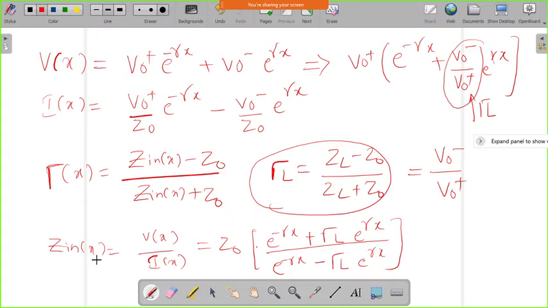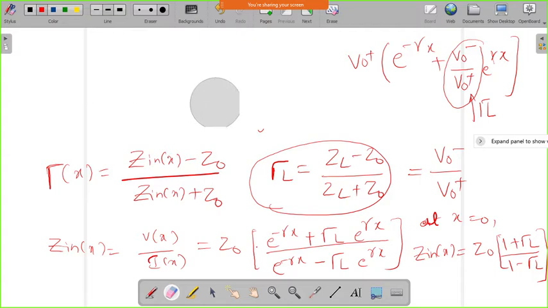Okay, now let us take the special case, whenever I put x equal to 0 in this. At x equal to 0, your input impedance Z in of x will be equal to Z naught into, this will become 1, so 1 plus gamma L divided by 1 minus gamma L.